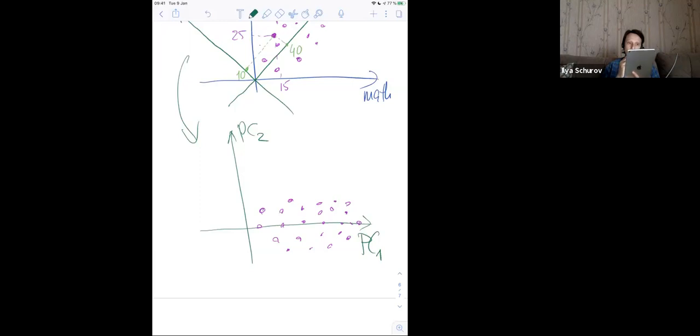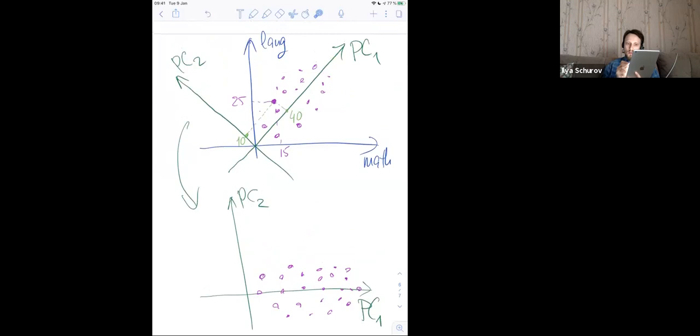If we compare the variance of my variables, we see that the variance of PC1, so the variance along this axis, is large. And the variance of PC2 is rather small. In the original data set with original variables, the variance of both variables, math and lang, is more or less the same. So it was like a symmetrical picture. We cannot prefer math over lang or lang over math because they have more or less the same variance. And if we just remove one of these variables, then we lose the variance that is associated with this variable. We add an uncertainty.